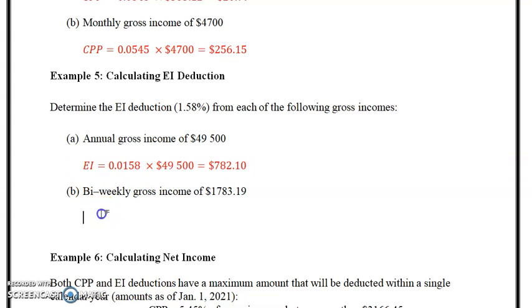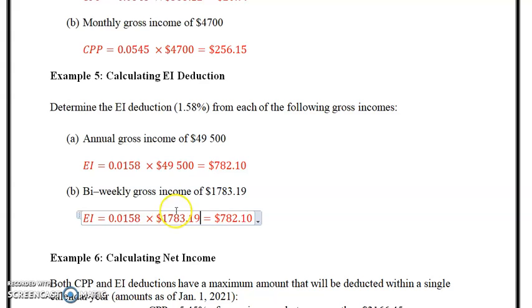We'll copy that again. This one is a bi-weekly deduction on 1783.19. Alright, so we take decimal 0.0158, multiply that by 1783.19. Oh, hit the wrong button there. 1783.19 multiplied by 0.0158, and we get $28.17.